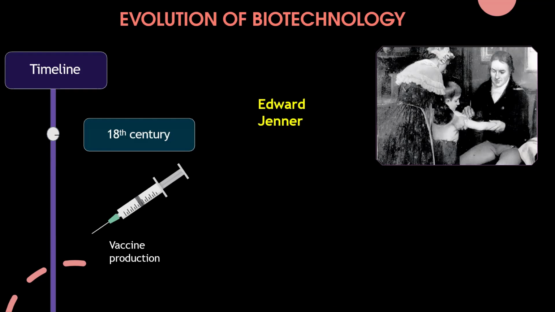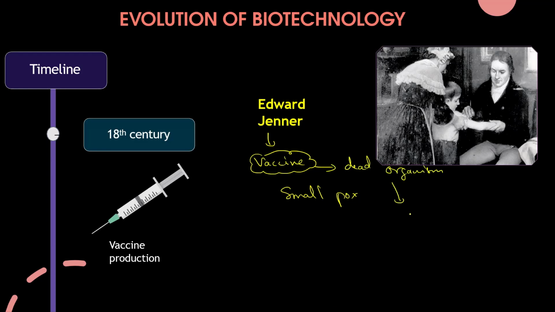So he's the first person who discovered the vaccine. Okay, so actually, there is a disease called smallpox. There's a village that is affected with smallpox. In that, he discovered a vaccine that is a dead organism, and he inoculated that organism into a small guy, I think an 8 year old boy.